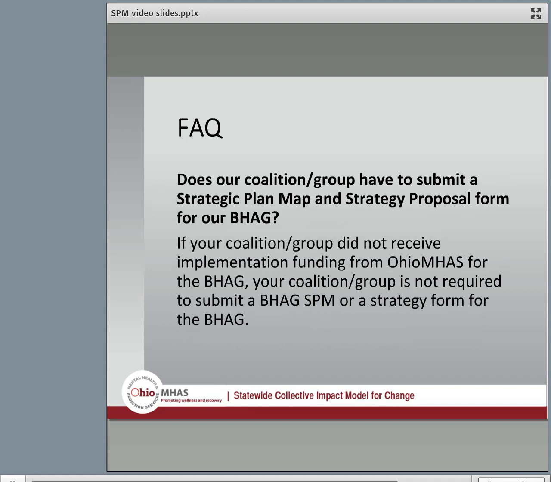You do not have to submit a strategic plan map or strategy prevention form for your BHAG unless you received implementation funding from Ohio MAS for the BHAG. If you did receive implementation funding to fund a strategy related to your Big, Hairy, Audacious goal, then you must submit a strategic plan map and strategy proposal form for this as well. So in this case, you would submit 6 strategic plan maps and strategy proposal forms.